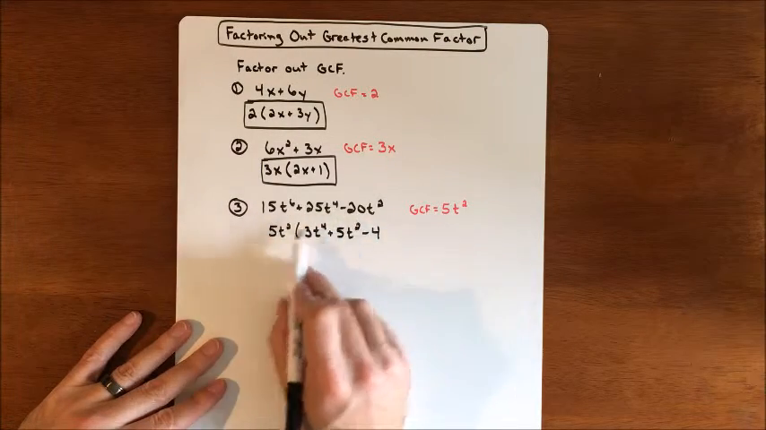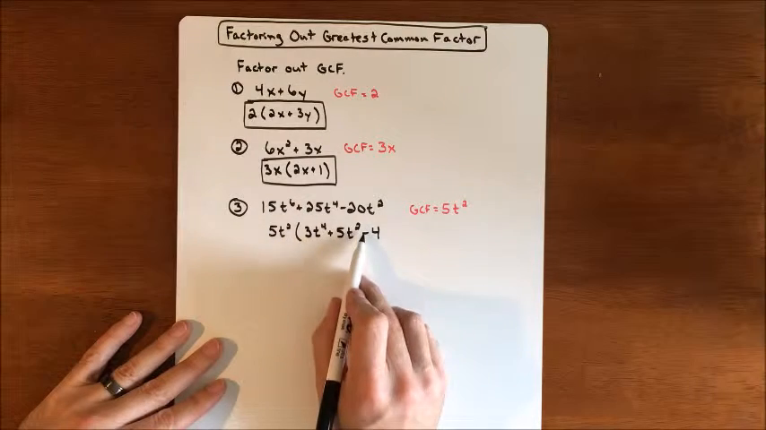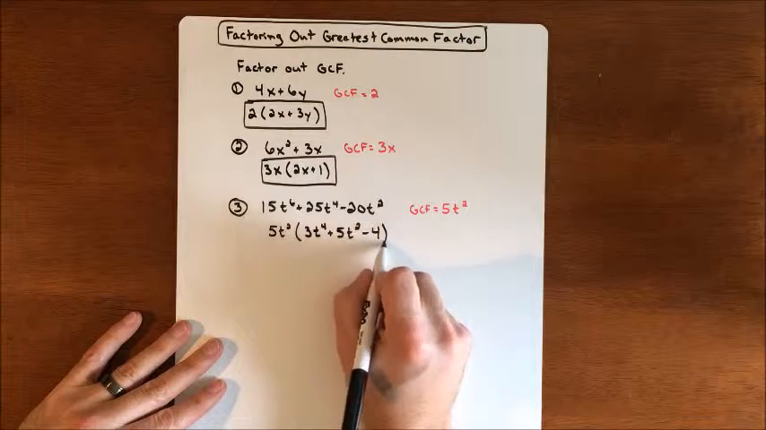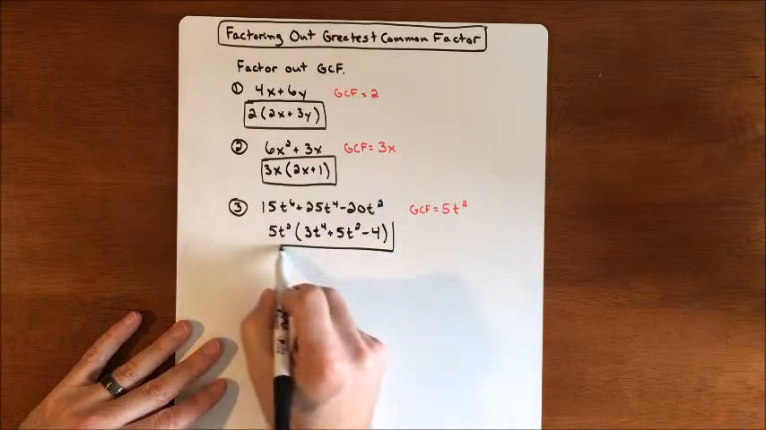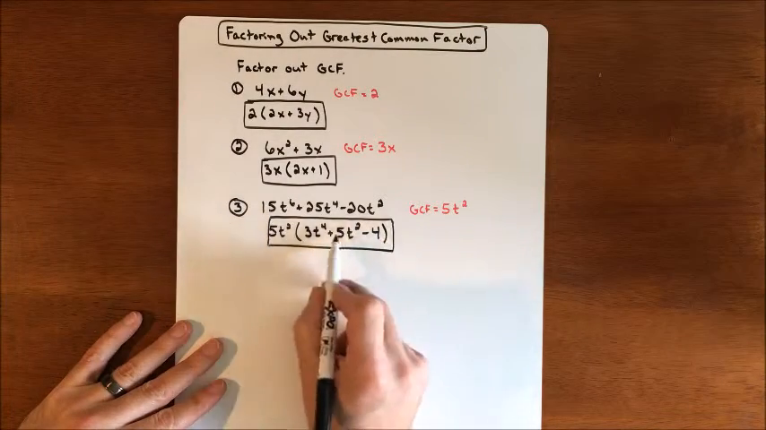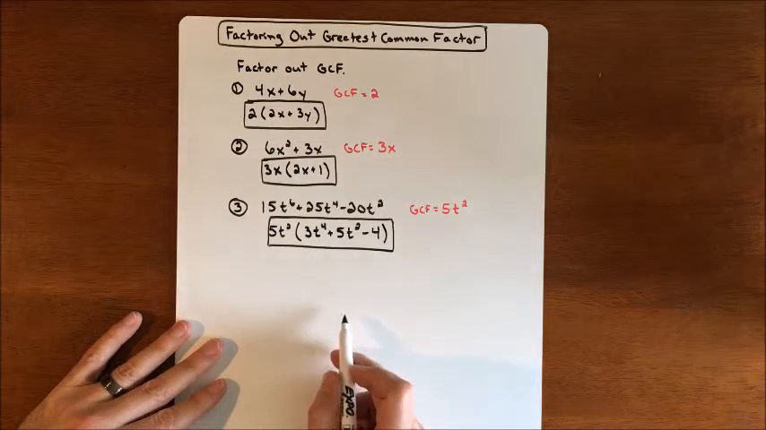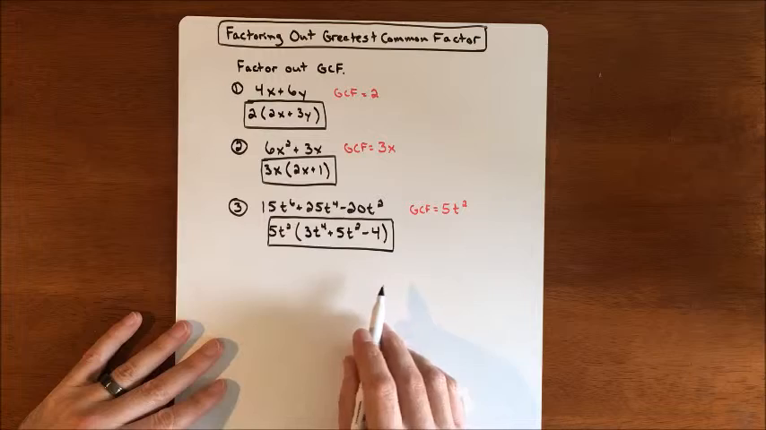Because 20 divided by 5 is 4. Keep the sign. And we had 2 t's, we're taking out 2 t's. So there's no more t's left on that. And that's it. Now this, in the future, may be factorable further. But we're not worried about it quite yet. We're just talking about greatest common factor.